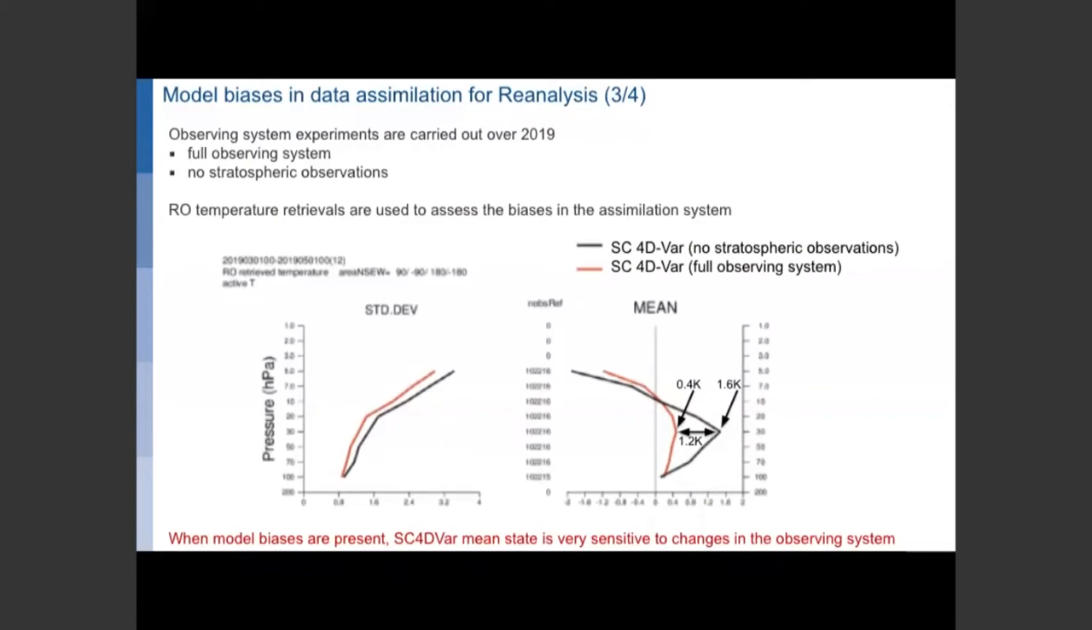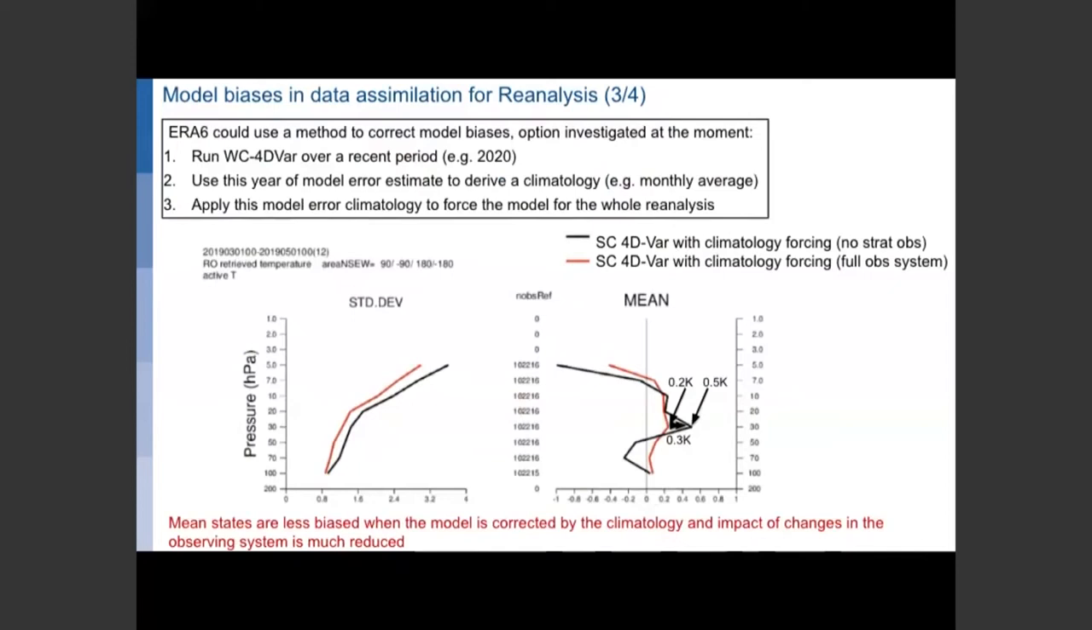So with Bill, we started to think about that, and this is the option we have investigated over the past few months. The idea would be to run weak constraint 4D-Var over a recent period. We've done that for the year 2020, so we've got one year of model error estimates. What we can do is derive a climatology, basically some monthly averages, and then apply that climatology to correct the model over the whole reanalysis.